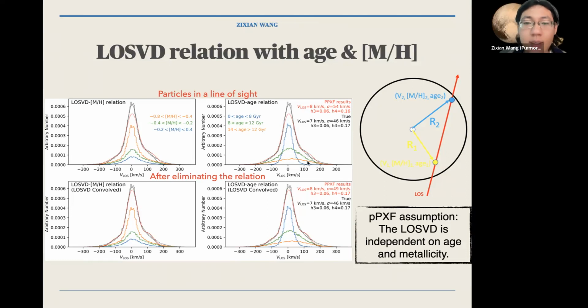That's reasonable. But what you see is that the tail of the velocity distribution is basically dominated by the old populations. This is because pPXF just uses light-weighted kinematics to fit, so it will be biased to the young stars. And sometimes, if you really have strong signals contributed by the old population, then pPXF will make some confusions on the kinematics. I don't know if that answers your question.